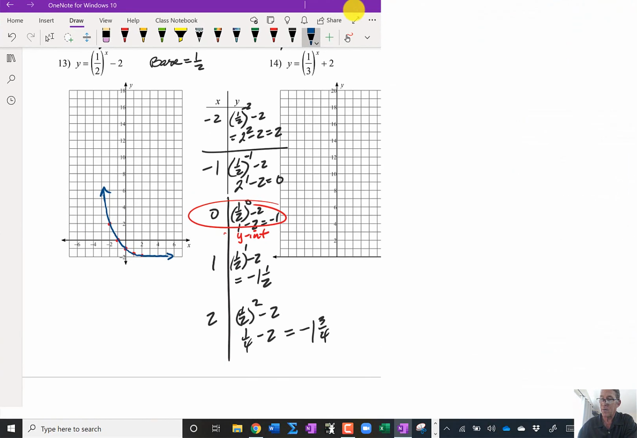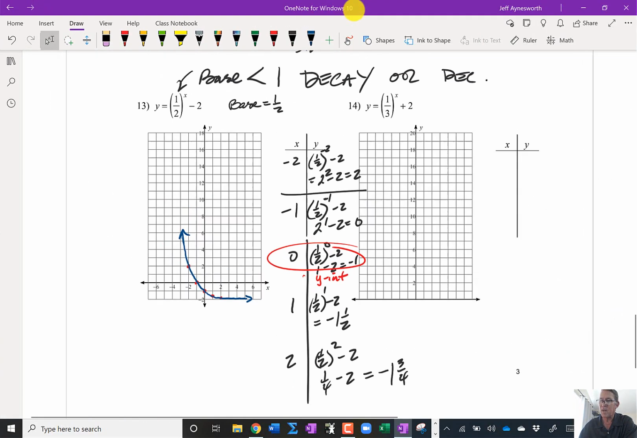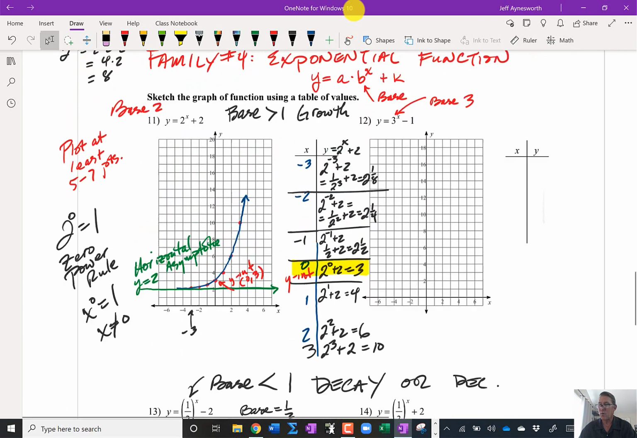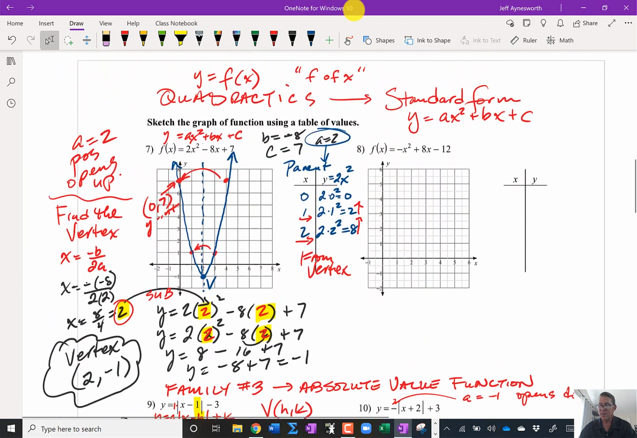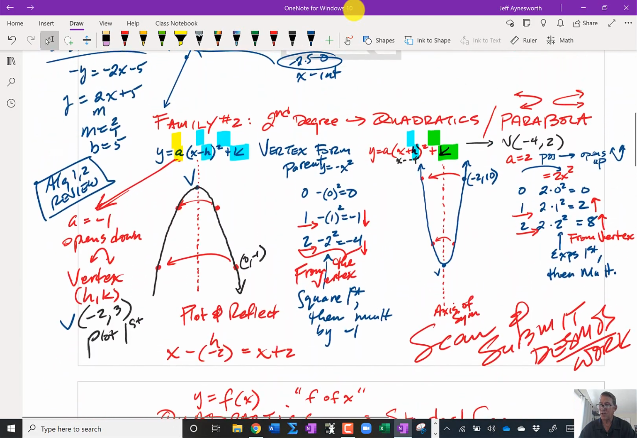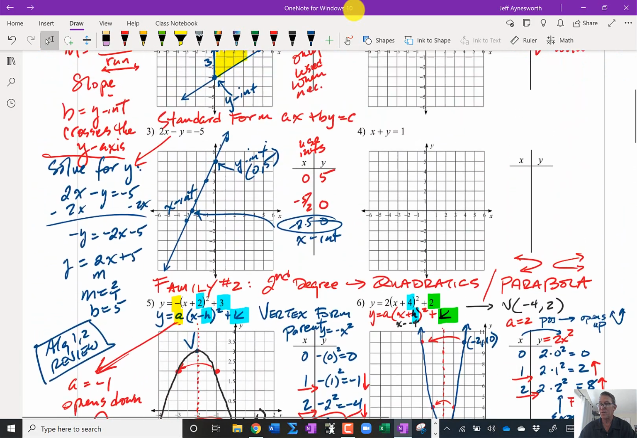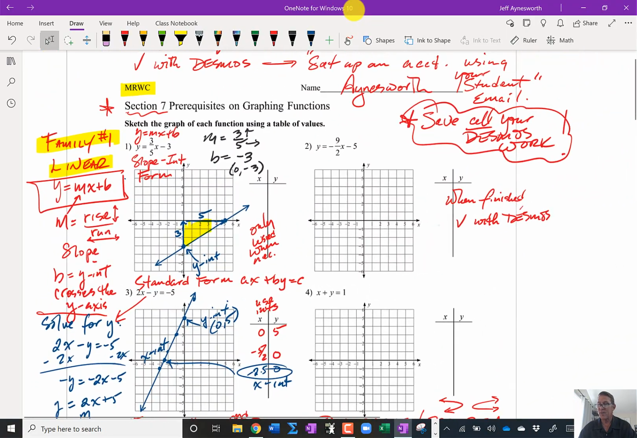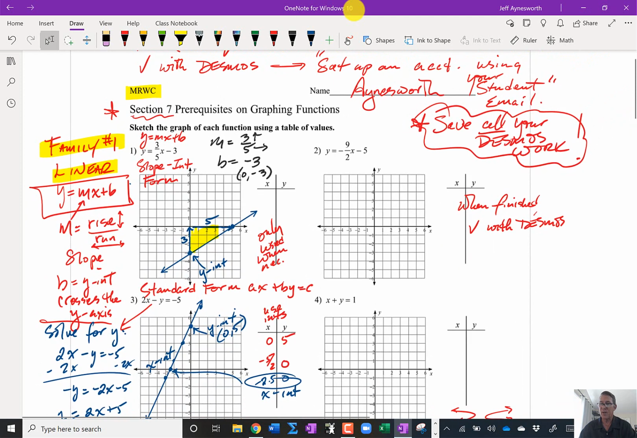So there you go. There's a full review of everything you learned in these types of functions. Not everything, but a lot of what you learned in Algebra 1 and 2. This is prerequisite skills. Nothing new here, guys. This is review. So go at your own speed. This is a video, obviously, so use it to your advantage, and pause, play, rewind, and go at your own speed here.